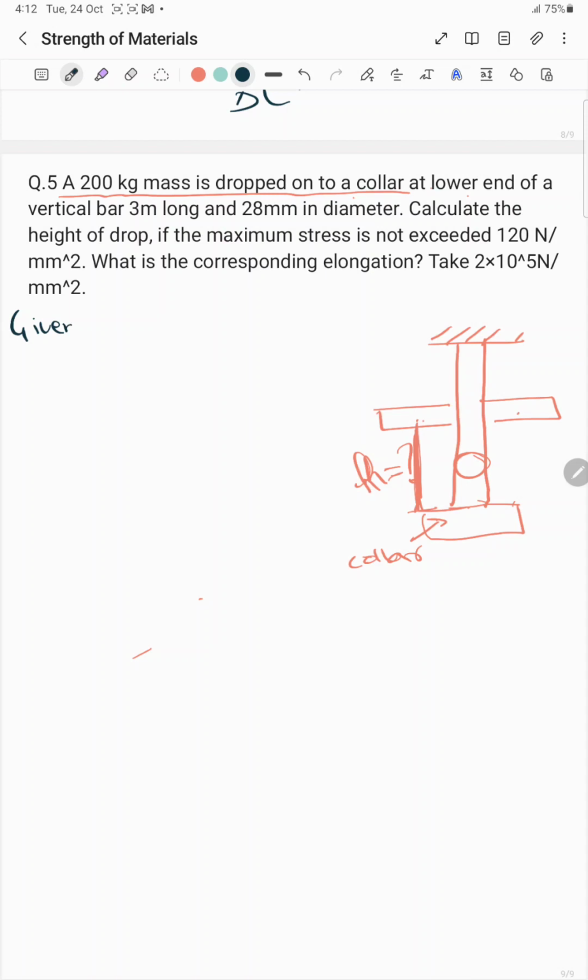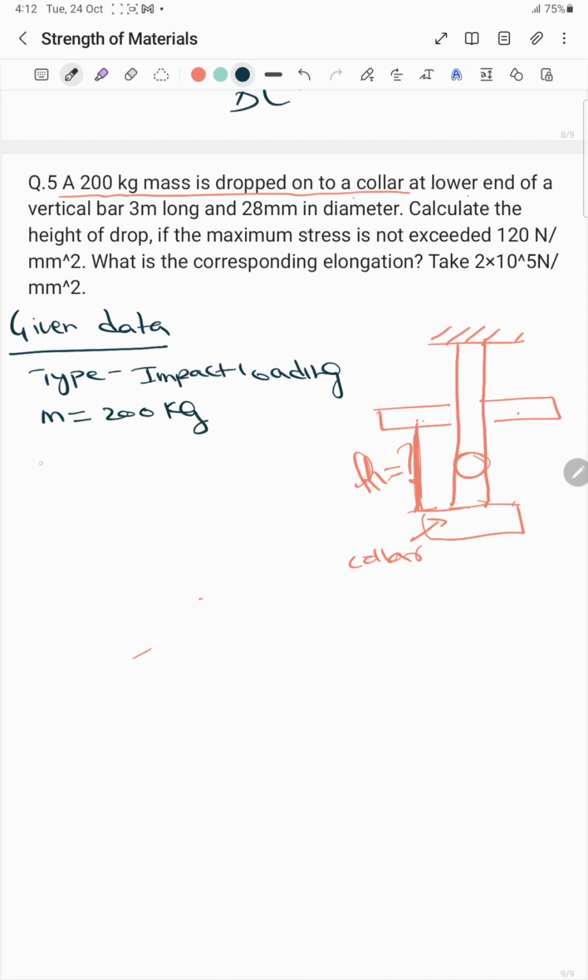The type is impact loading, and mass is given, that is 200 kg. We need to find the weight of this. So W is equal to M into G. M is 200 and G is 9.81, so we'll get around 1962 Newton.